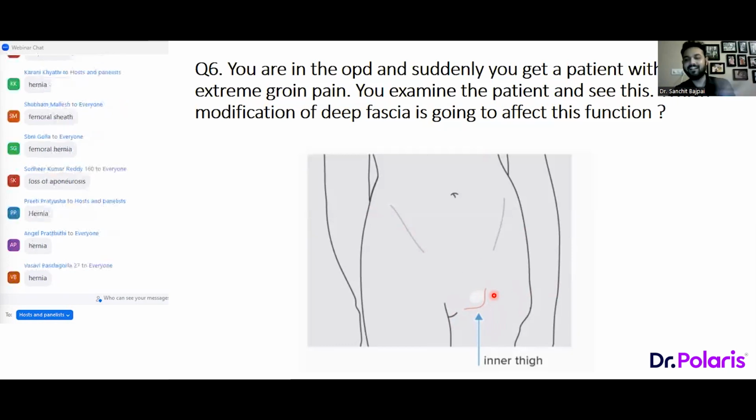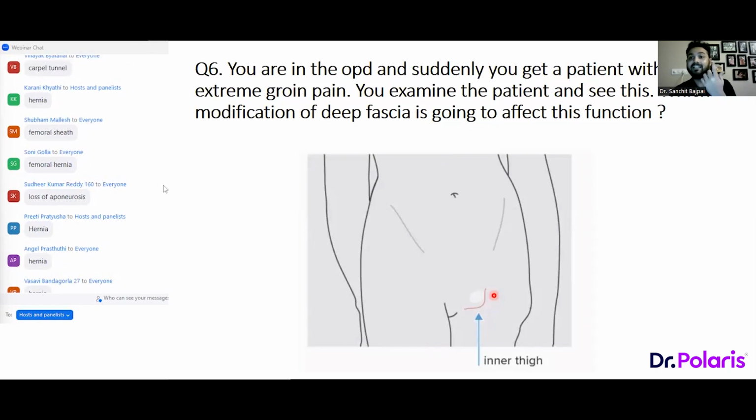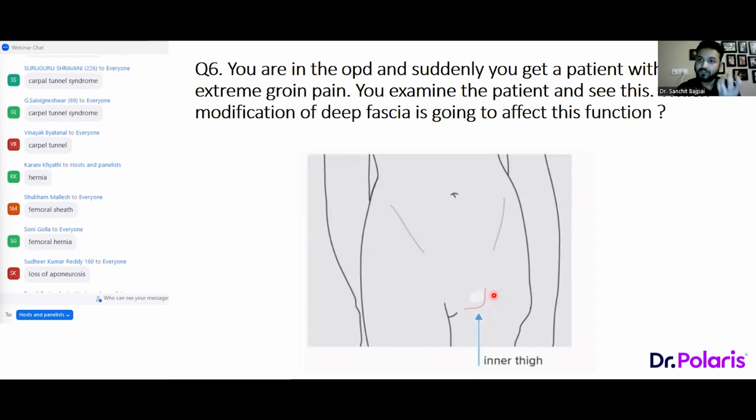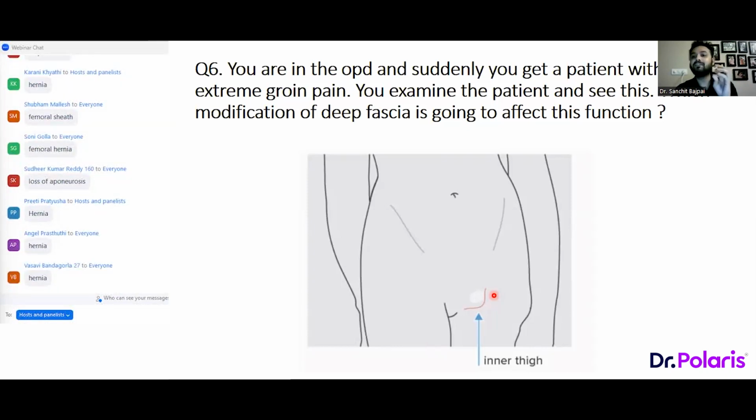So first, what is the basic modification of deep fascia? We will call it the femoral sheath, right? That is a modification of deep fascia. What is the pathology behind it? There is something called the femoral canal. That is the medial-most portion of that femoral sheath, which in some cases is enlarged more than normal, and the viscera, or intestines, or any abdominal viscera can protrude out because of increased intra-abdominal pressure, and that is called a femoral hernia.